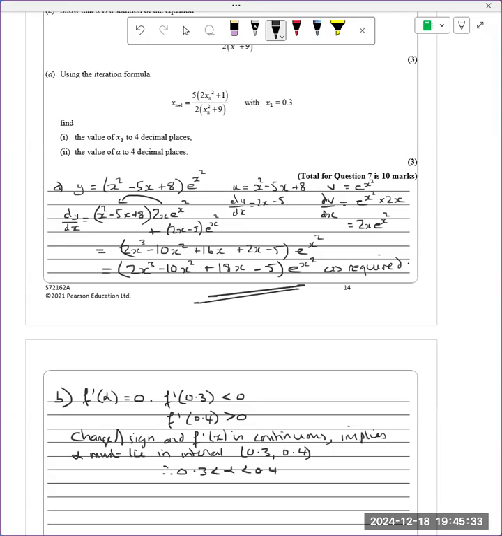You must get this word, continuous, and change of sign. Those are the critical parts of the answer. A lot of people didn't bother to say that it was continuous, but you have to. Okay, so that was that one.